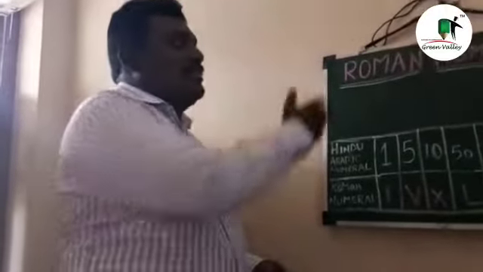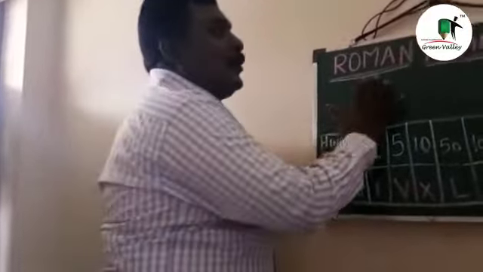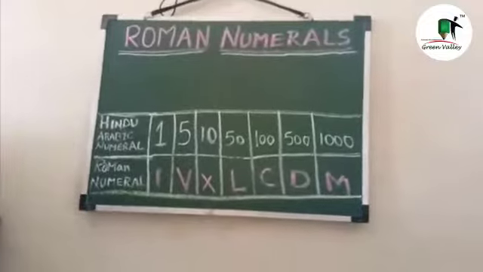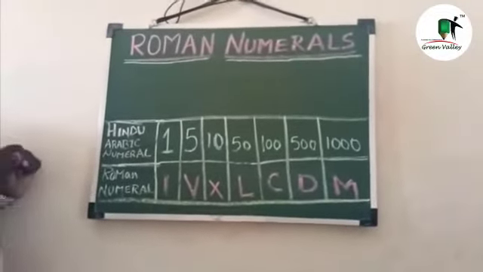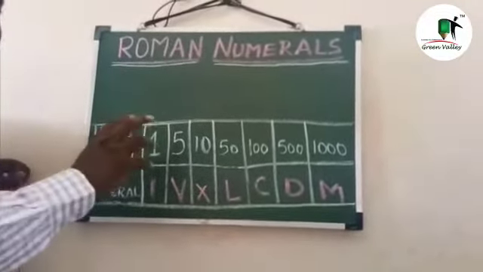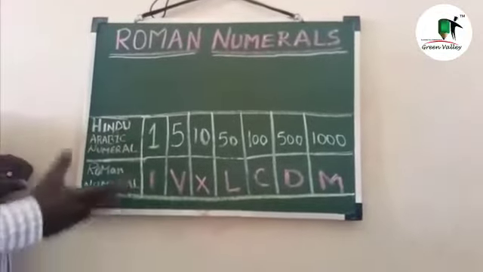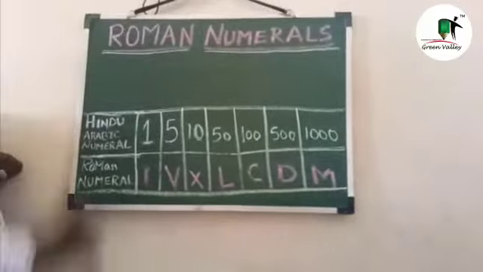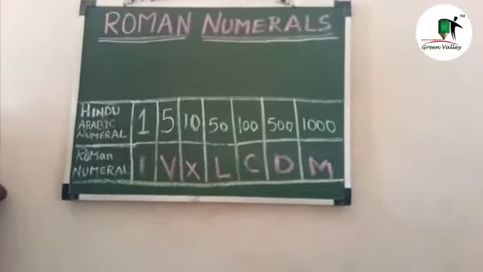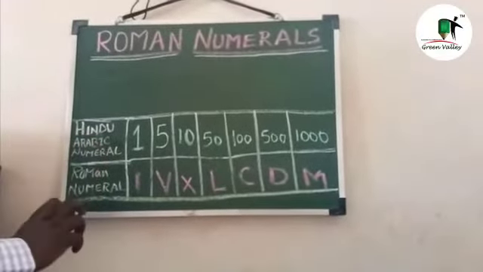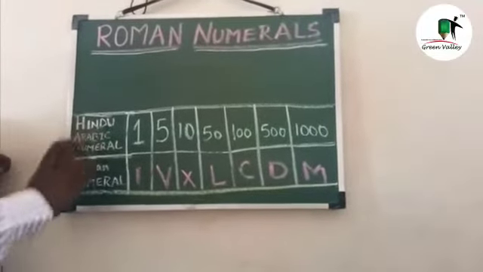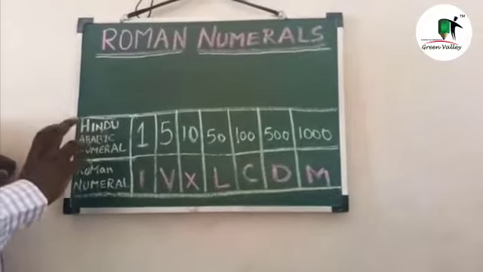Today we are going to discuss a new concept called Roman numerals. Let us get into the topic of Roman numerals. Children, we already know about different types of number systems. One is the international system, which is millions and billions. Next is the Indian system, which is related to lakhs and crores. Now we are discussing Roman numerals, compared with Hindu Arabic numerals. These Roman numerals were introduced by the Romans in Rome.